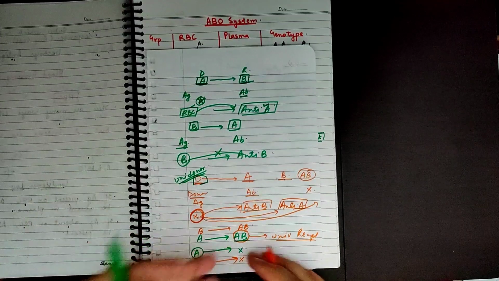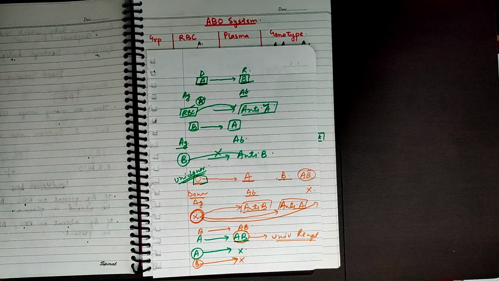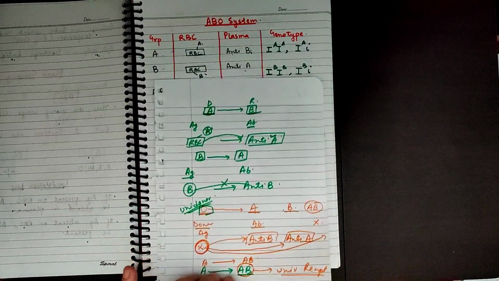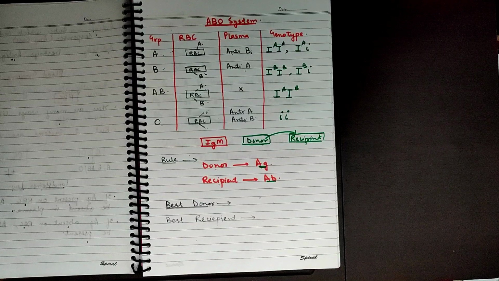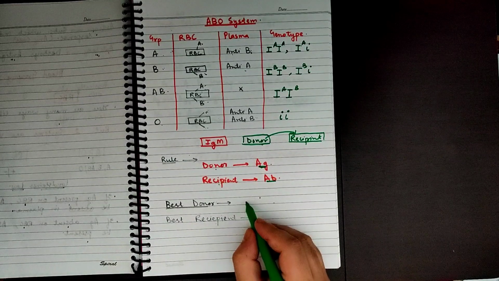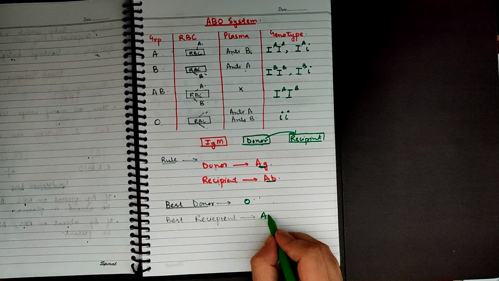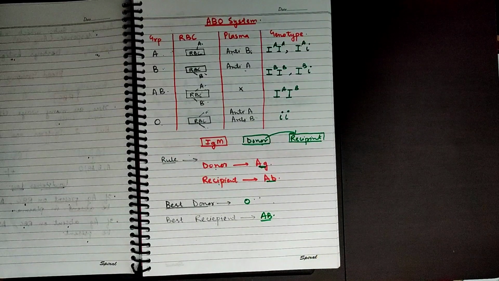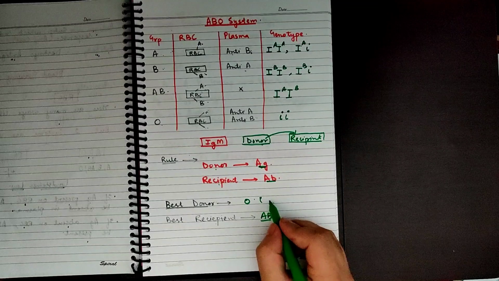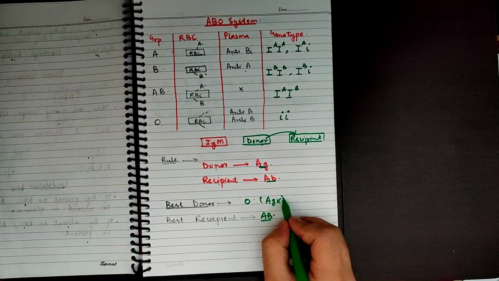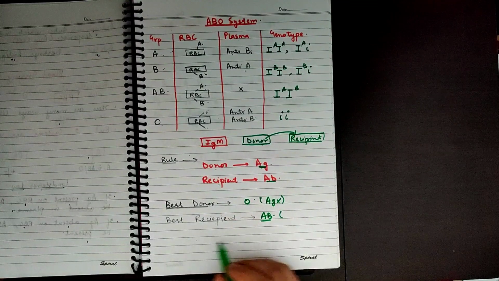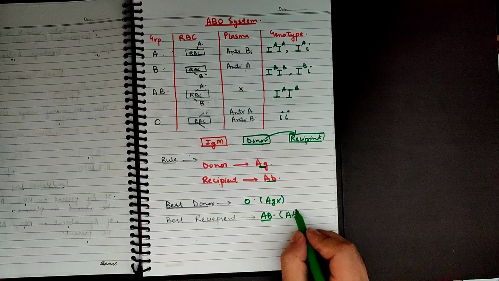From this exercise you should be clear that O is the universal donor and AB is the universal recipient. This is the take-home message I want to tell: the best donor is O and the best recipient is AB. The best donor is that which has no antigen, and the best recipient is that which has no antibody.